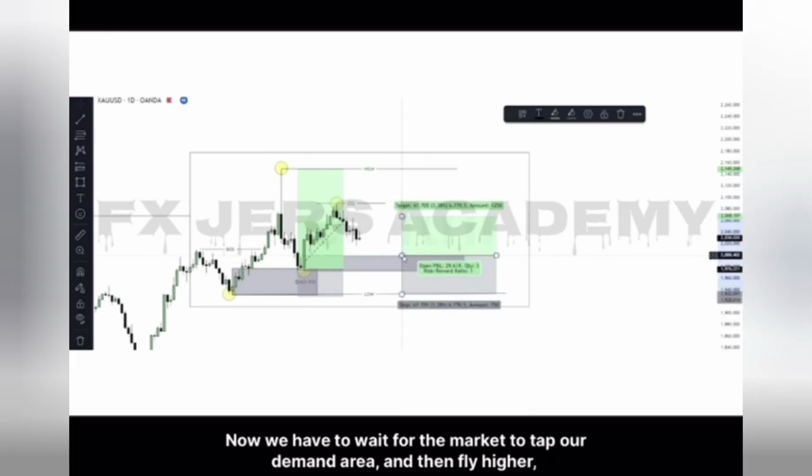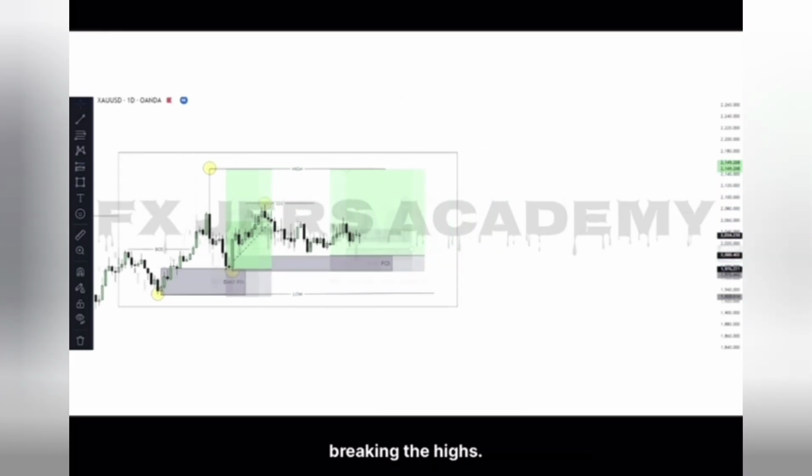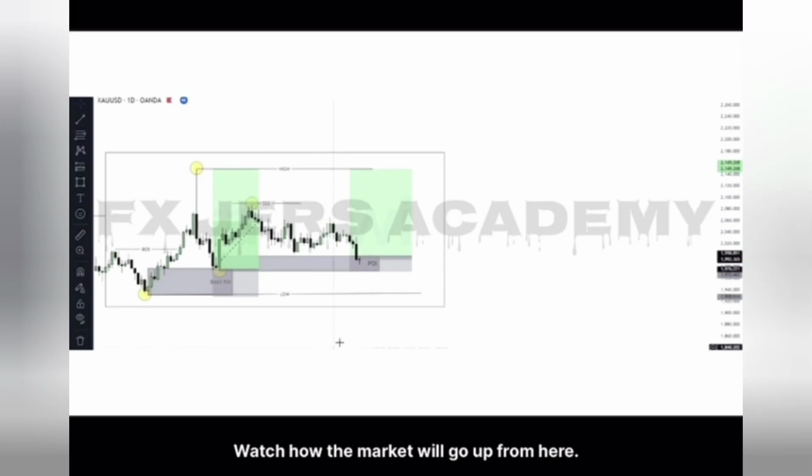Now we have to wait for the market to tap our demand area and then fly higher, breaking the highs. Now the market has tapped into our new demand area, as you can see on the chart. Watch how the market will go up from here.